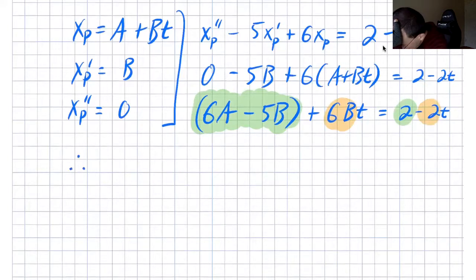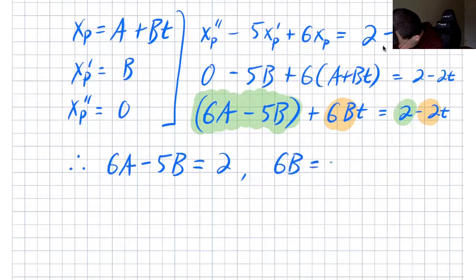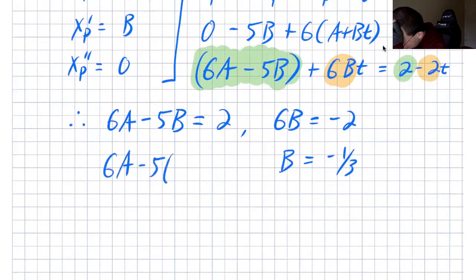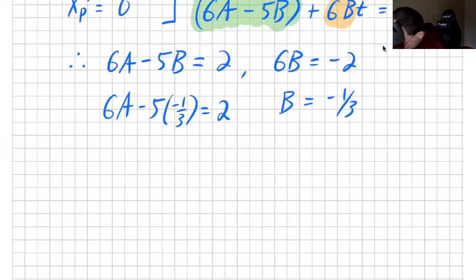So therefore, we have 6a minus 5b is equal to 2, and we have 6b is equal to minus 2. So now we can solve for b. It's going to be minus 1/3, and then we can use that over here. So we get 6a minus 5 times negative 1/3 is equal to 2. So 6a plus 5/3 is equal to 2.